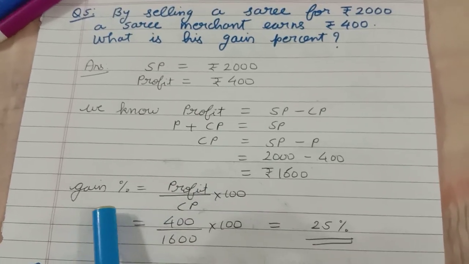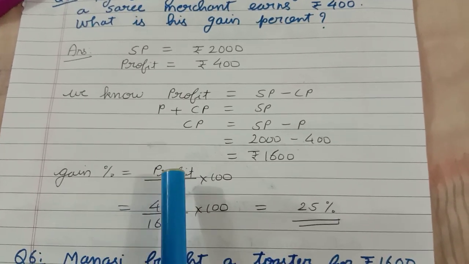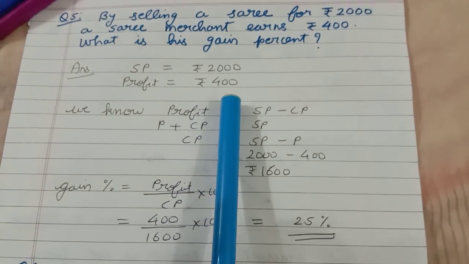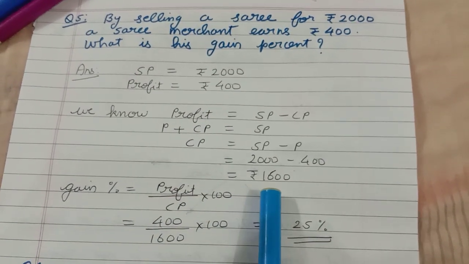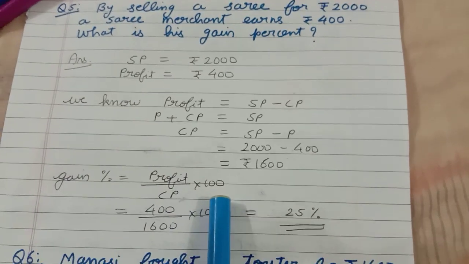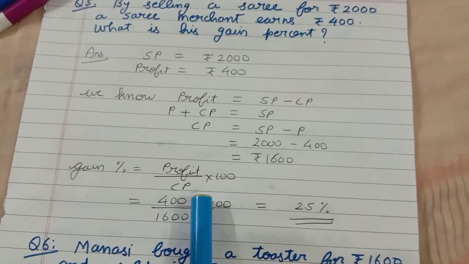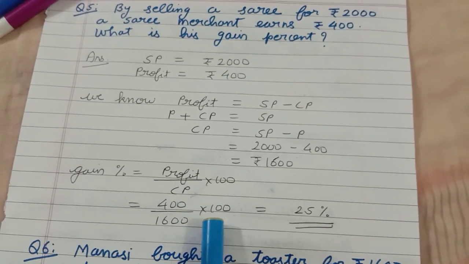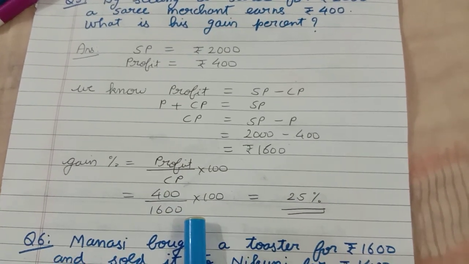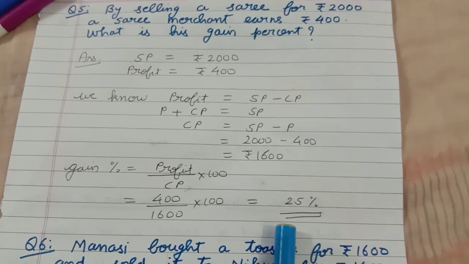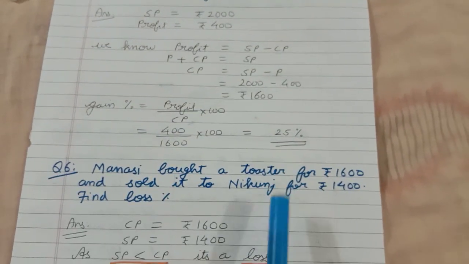Now percentage gain, very simple: profit, which was given as 400 rupees, divided by cost price, that is 1600, multiplied by 100. So 400 upon 1600 into 100. If you cancel these zeros or simplify this, you will get an answer of 25%.